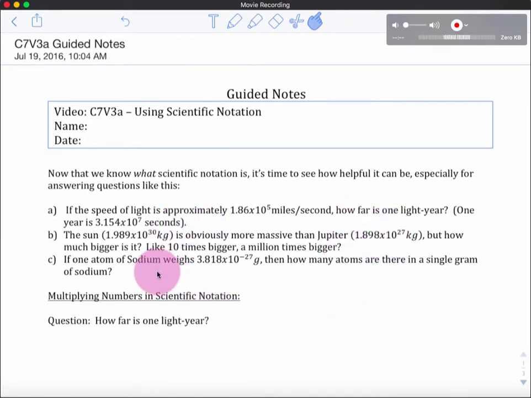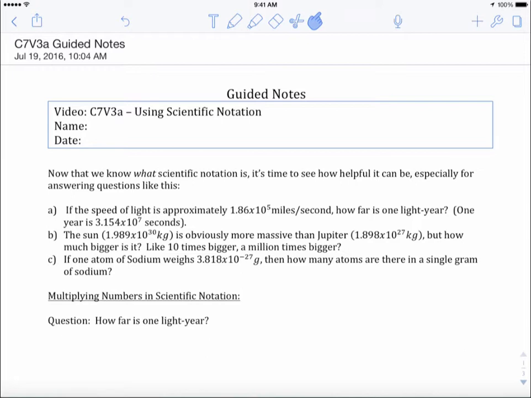Or, for instance, we know that 1 atom of sodium weighs approximately 3.818 times 10 to the negative 27th grams. Well, then how many atoms are there in a single gram? So it's going to be all about how do we multiply and divide these numbers written in scientific notation.